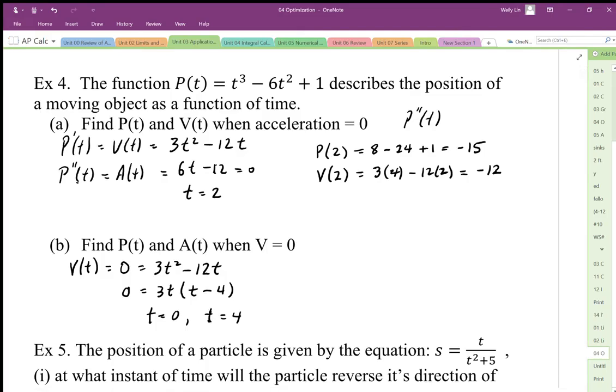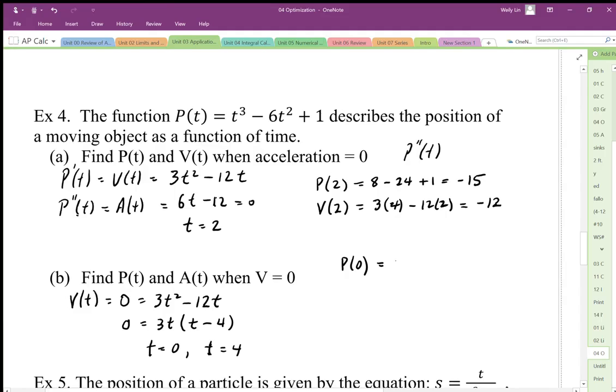Then I need to find p of 0 and p of 4. So p of 0 is equal to 1. For p at time equals 4, when I plug the 4 in, I get 64 minus 6 times 16, which is 96. Let me double check that: 6 times 16 is 96, yes. So we get 64 minus 96 is negative 32, plus 1 is negative 31.